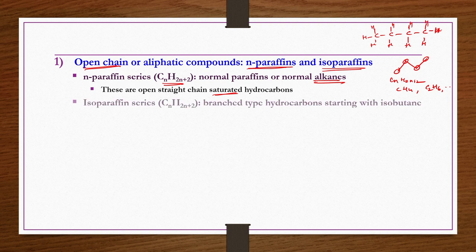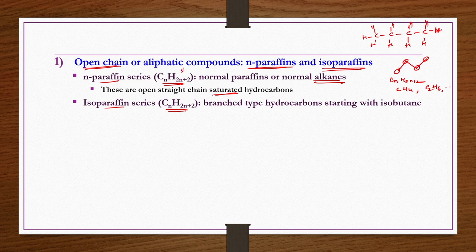Okay. Other category is the isoparaffin series. Paraffins can be normal paraffins, they can be isoparaffins. Their formula is CnH2n+2, but they are branch type hydrocarbons starting with isobutane.